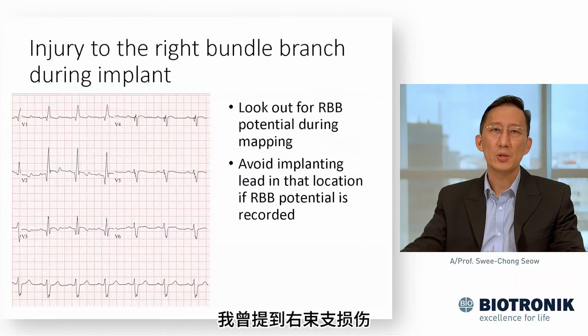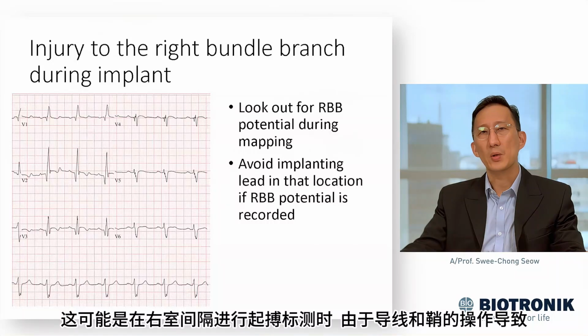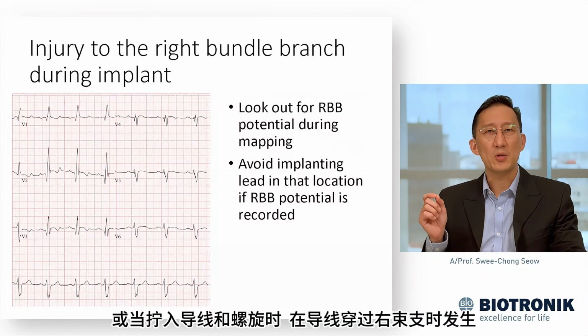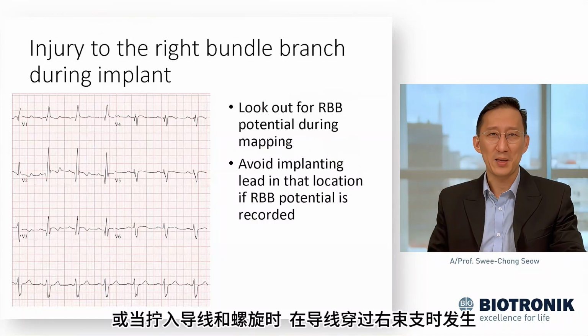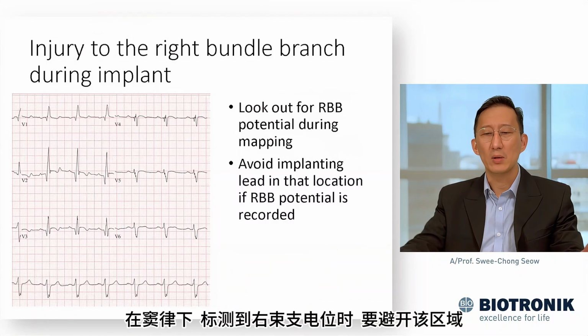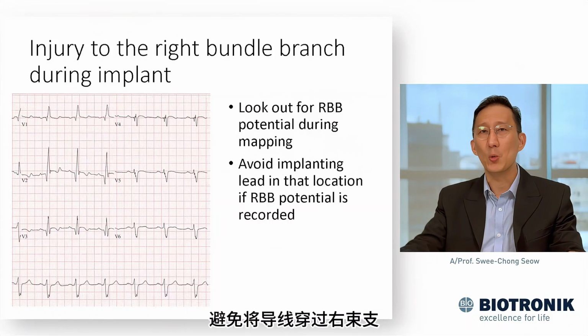I mentioned right bundle branch injury, and this can occur because of manipulation of the sheath and lead while pace mapping on the right side of the septum, or because of passage of the lead through the right bundle branch itself when advancing the helix and the lead through the septum. So some of the ways that we can avoid this is to intentionally look out for it. And if you happen to see a right bundle branch potential on your pacing lead while you are mapping in sinus rhythm, then you would want to avoid that area because you don't want to skewer your lead through the right bundle branch.